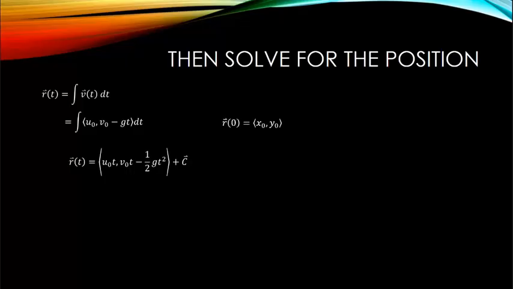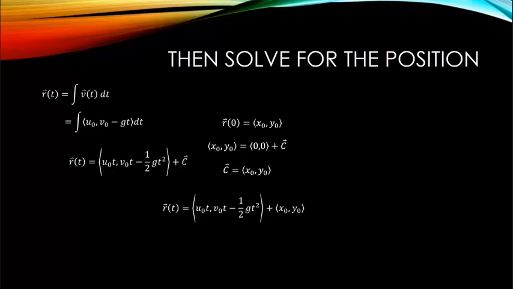Once again, I use my initial condition, this time the initial condition for my position at t equal to 0, and I use the components x sub 0, y sub 0. x sub 0, y sub 0 is equal to the 0, 0 vector plus the constant vector c. My arbitrary constant will therefore be given by the components x sub 0, y sub 0, and my position vector becomes the vector with components u naught t and v naught t minus 1/2 gt squared plus the components x naught and y naught. Putting this together, I get a vector with components u naught t plus x naught and negative 1/2 gt squared plus v naught t plus y naught.